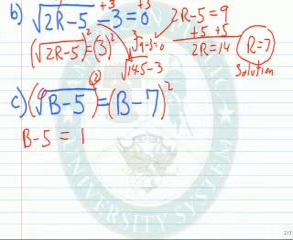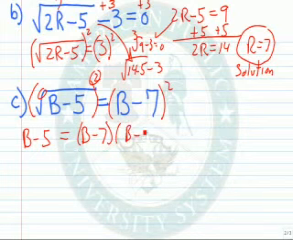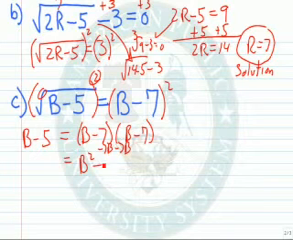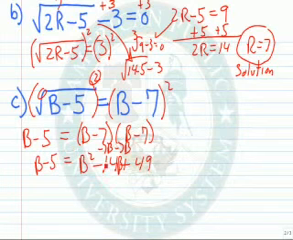Remember, this means we have to take b minus 7 written down twice, so we have to use the FOIL method. So we wind up with b squared minus 7b minus 7b. So altogether we have minus 14b. Negative 7 times negative 7 is positive 49. And now we have b minus 5 equals b squared minus 14b plus 49.